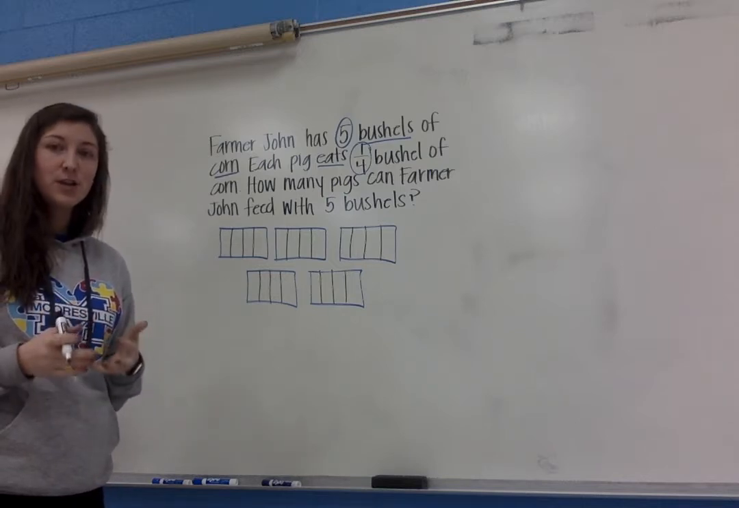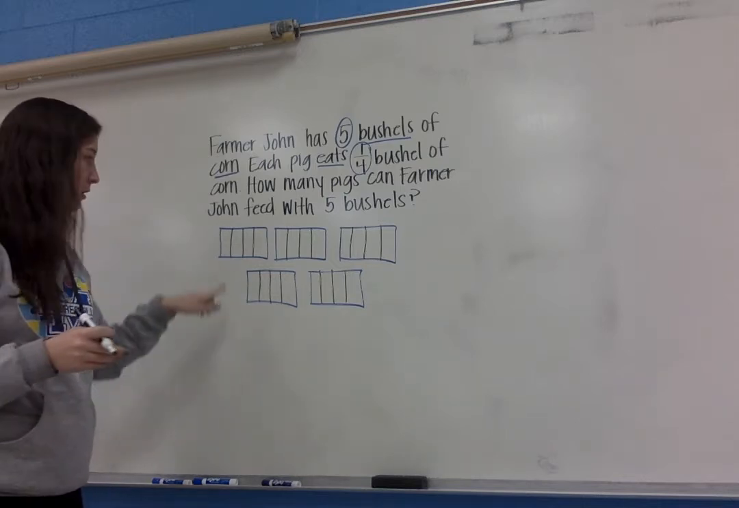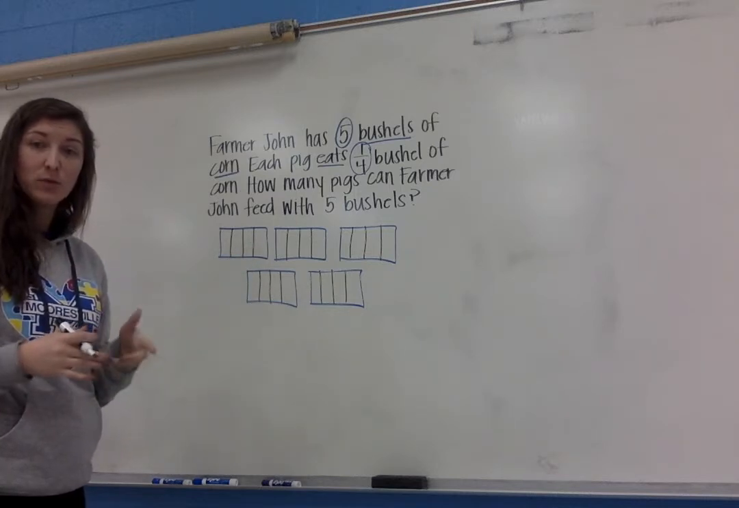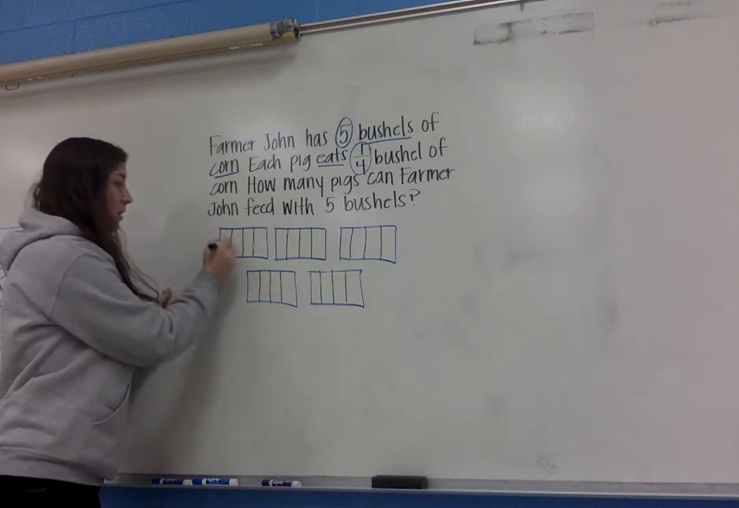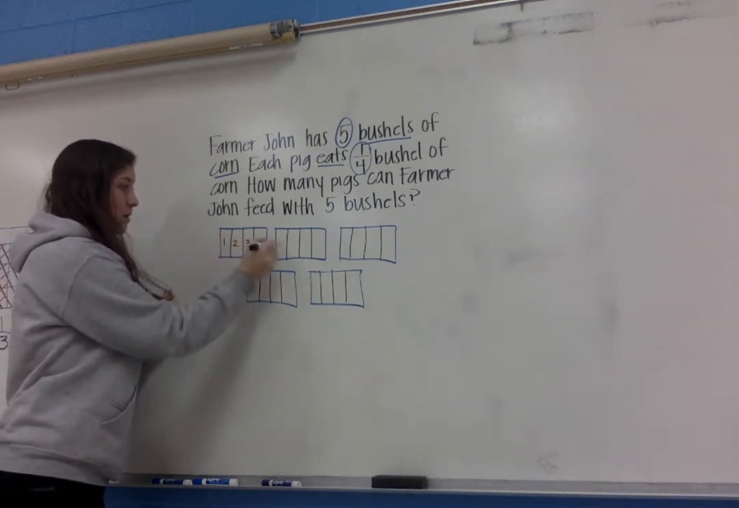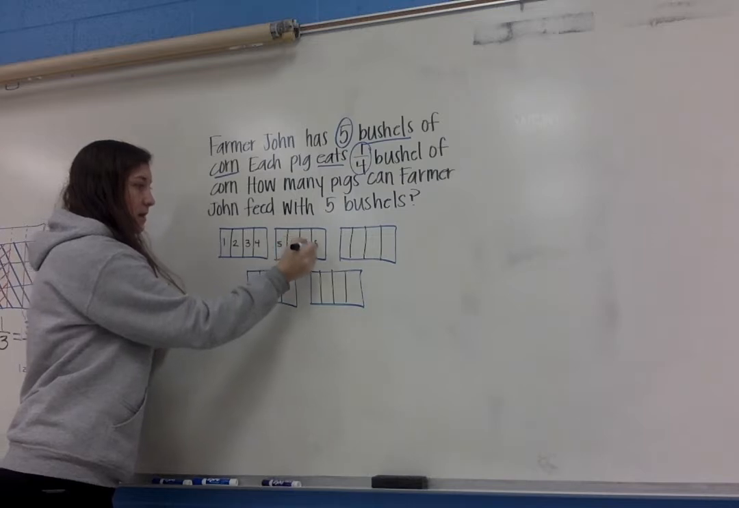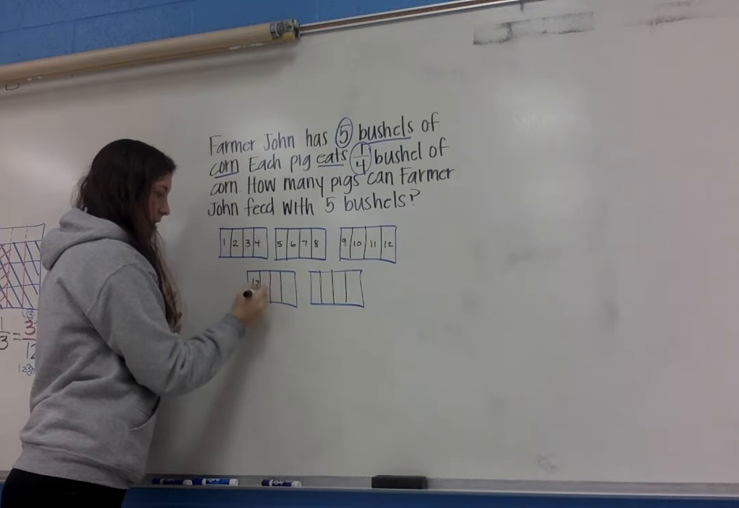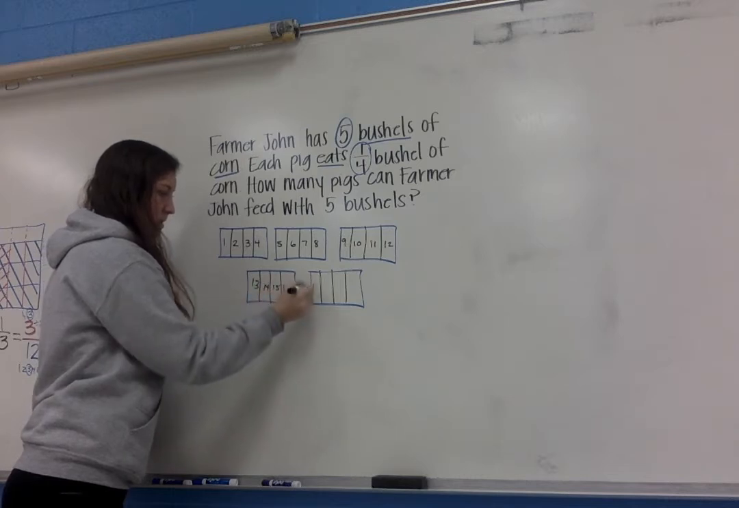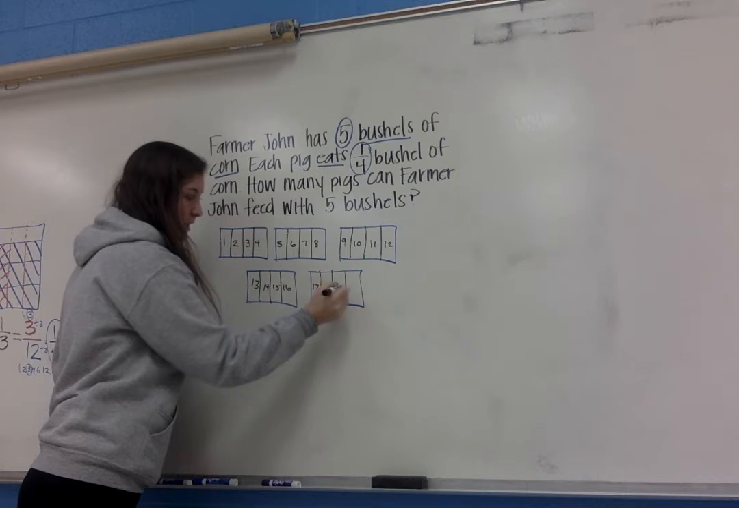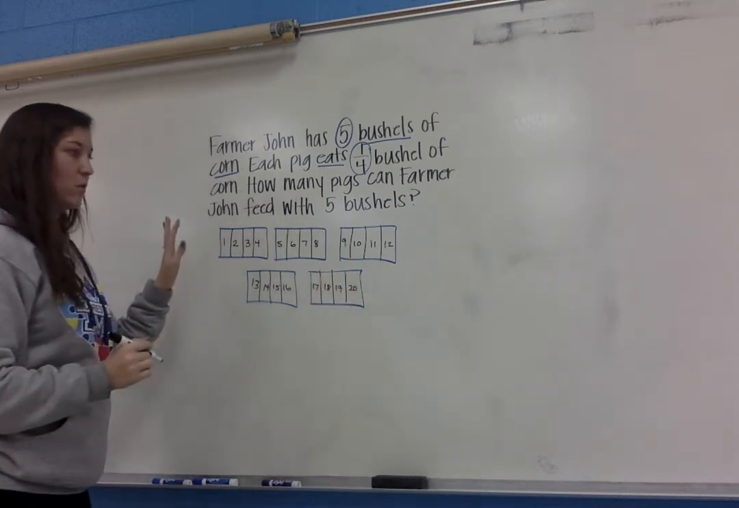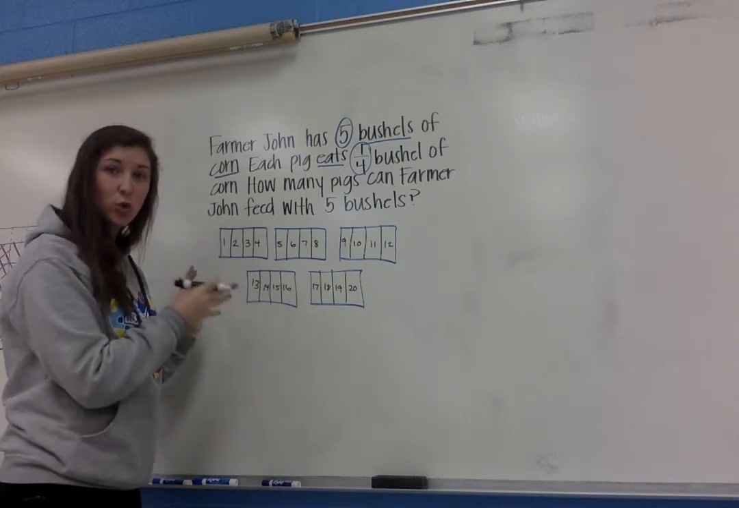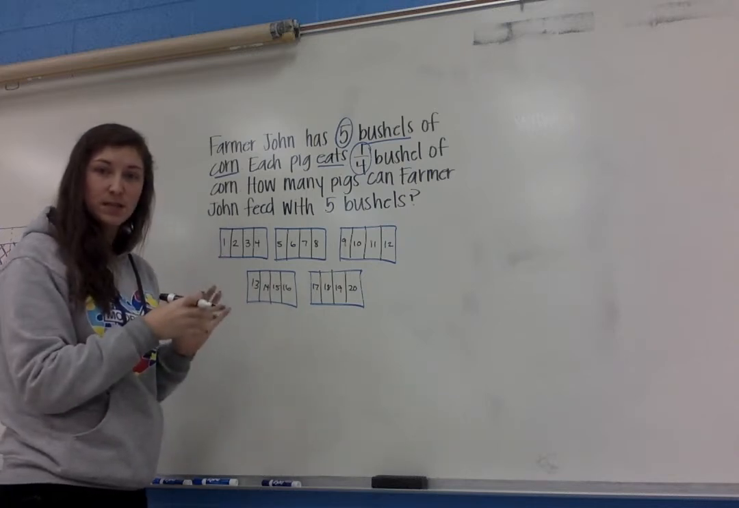How can I use this model to help me determine how many pigs he could feed? If I know that each pig eats 1/4, all I need to do is count the number of pieces that I have that represent 1/4. So 1, 2, 3, 4, 5, 6, 7, 8, 9, 10, 11, 12, 13, 14, 15, 16, 17, 18, 19, 20. So I know that he can feed 20 pigs. He's got 20 1/4 pieces there.